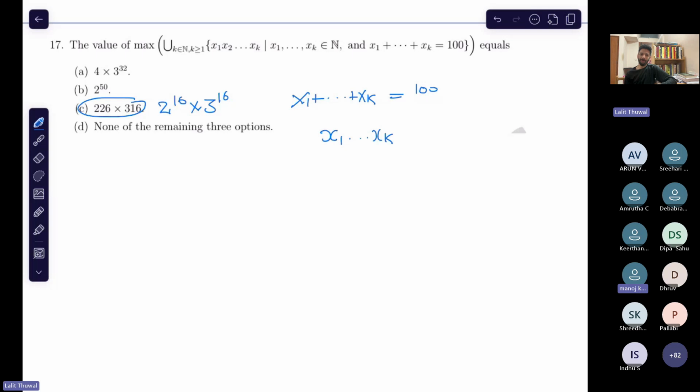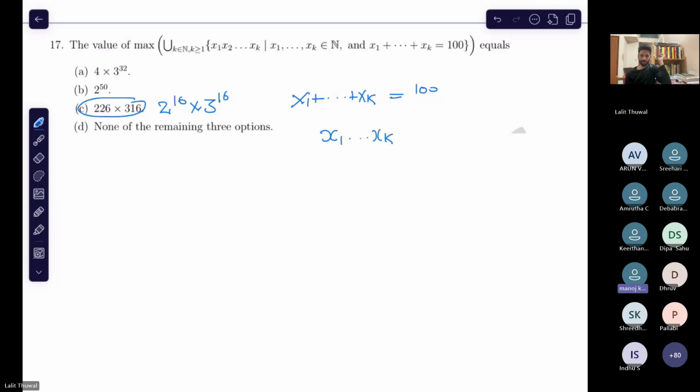I just try this in this way: 4 into 3 to the power 32 and 4 into 2 to the power 48. I have partitioned this in this way, and I find that 3 cubed is greater than 2 to the power 4. In this way you find that B cannot be correct, right? But it doesn't say that A would be correct, right? So what your work says is that B cannot be correct.